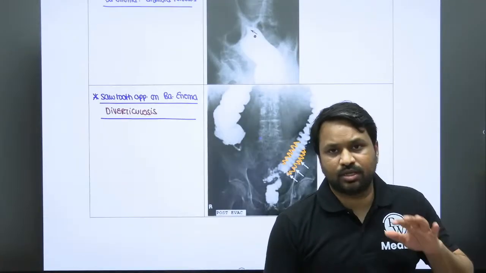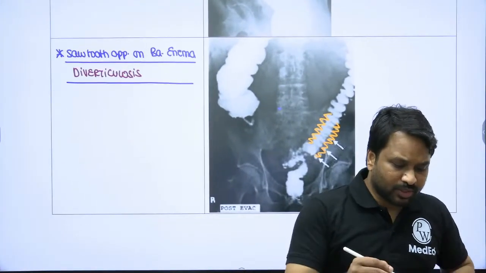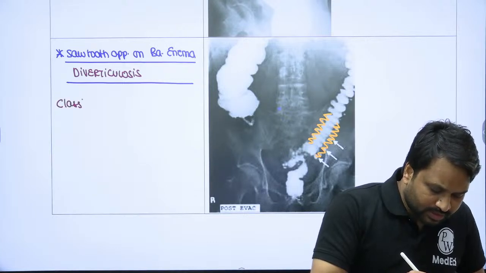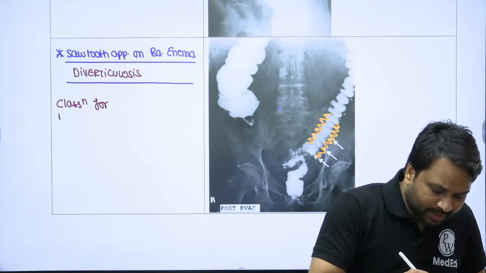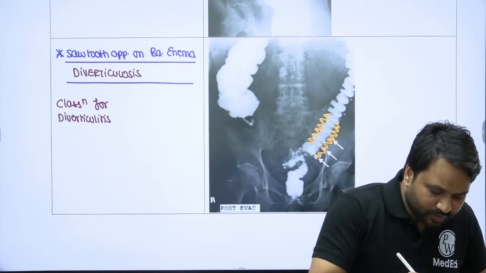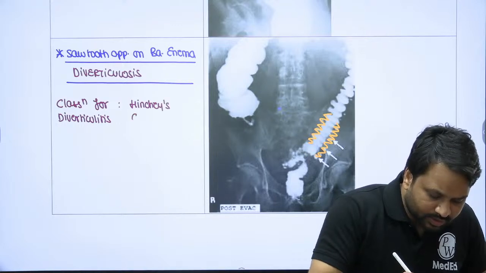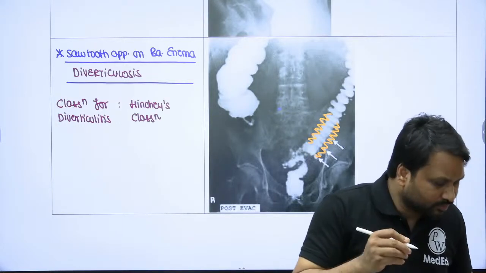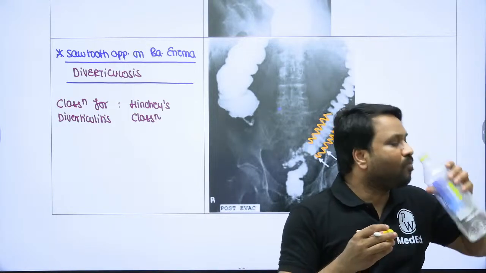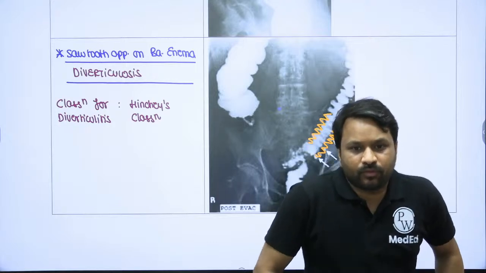So this is the entire set of GIT. So far, any doubts, guys? Quick feedback. Achha, what is the classification for diverticulitis? This is going to be the classification. Correct. Yeah, guys.